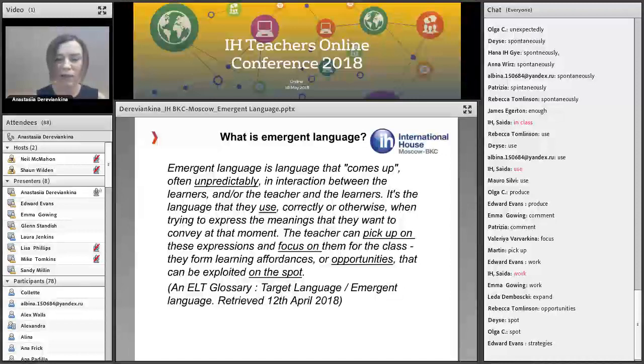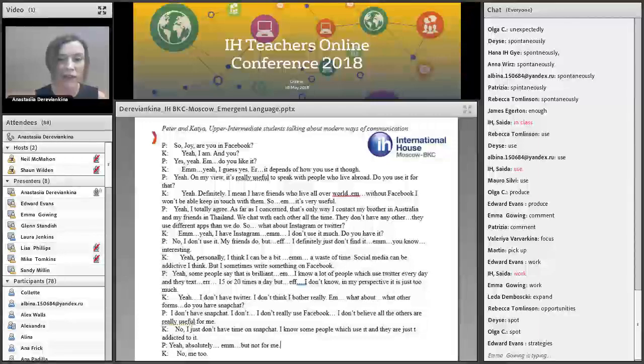All right, so could you please type a few examples of when you deal with emergent language in your classrooms? Maybe after some specific activities. So, for example, I usually deal with emergent language after some conversations. That's what we are going to look at now. This is a conversation between my 2 students, Peter and Kate. They're upper intermediate students, and they were talking about different modern ways of communication, different apps that they use to keep in touch with their friends.